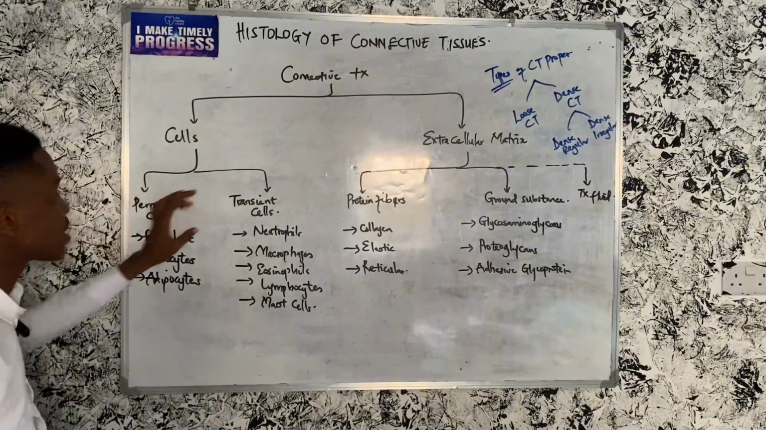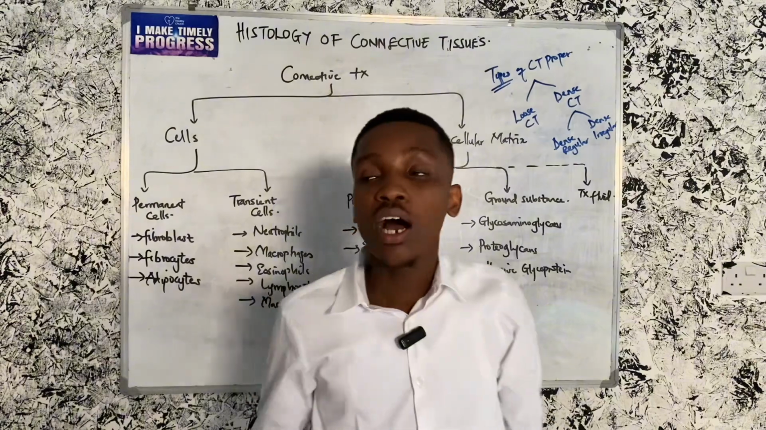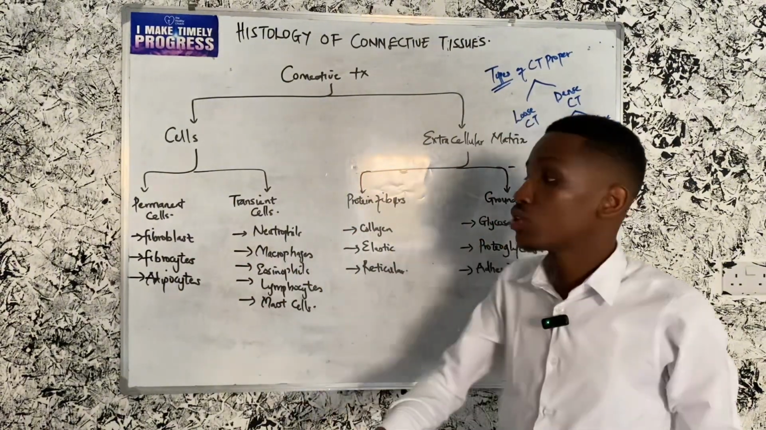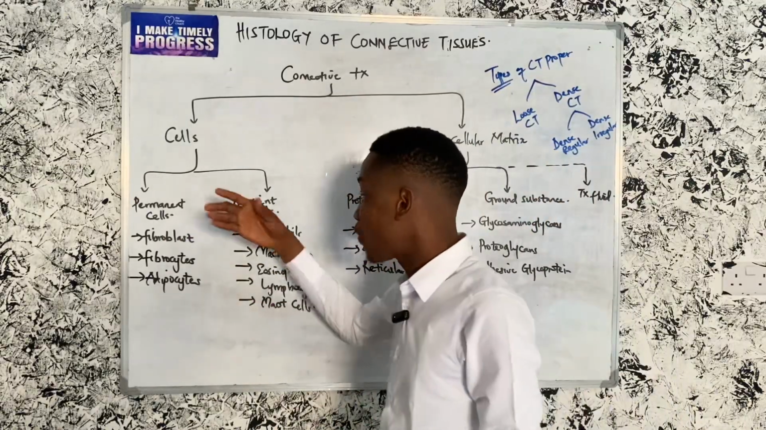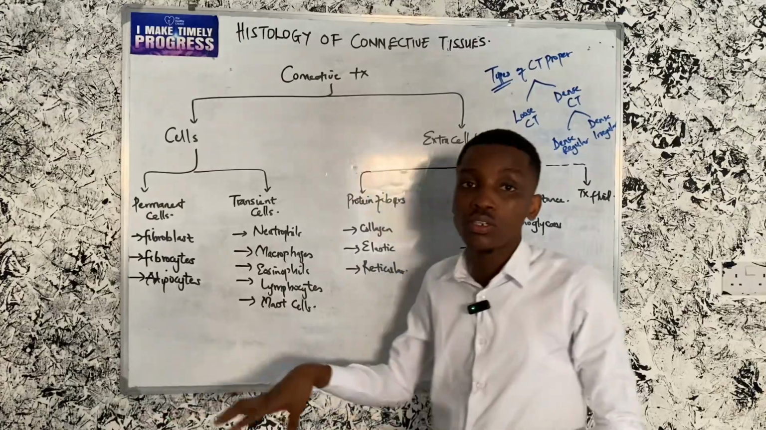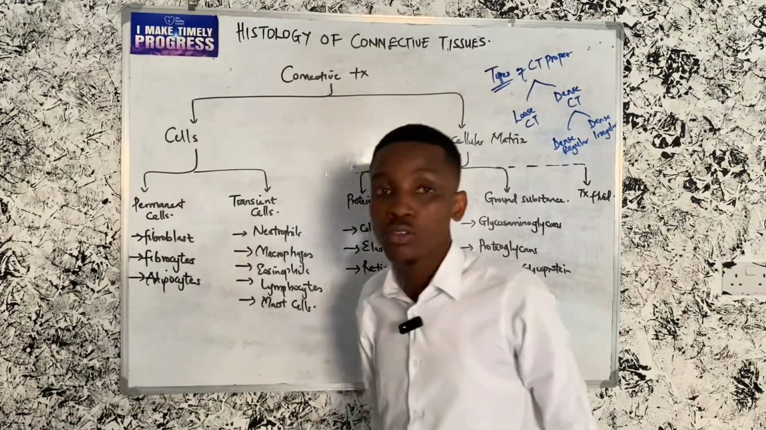Now, for the cells, we have two major types. They are either permanent cells or transient cells. Who are permanent cells? Permanent cells are cells that are always found in connective tissue. When you go to connective tissue, you always have fibroblasts, fibrocytes, and adipocytes. That is their main location, their residence place. So they are called permanent cells or resident cells.